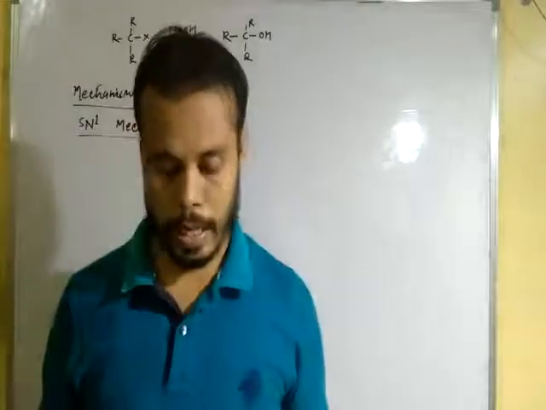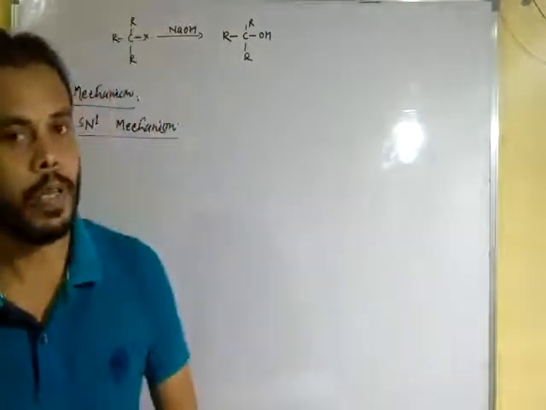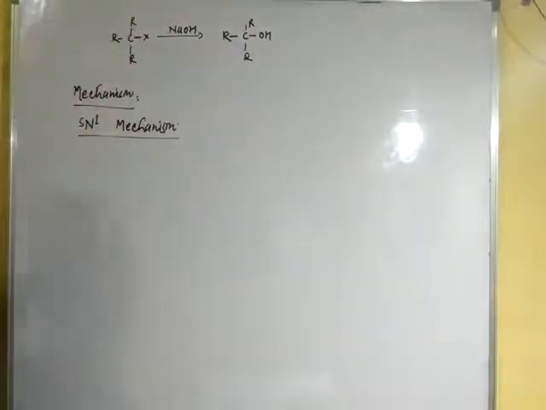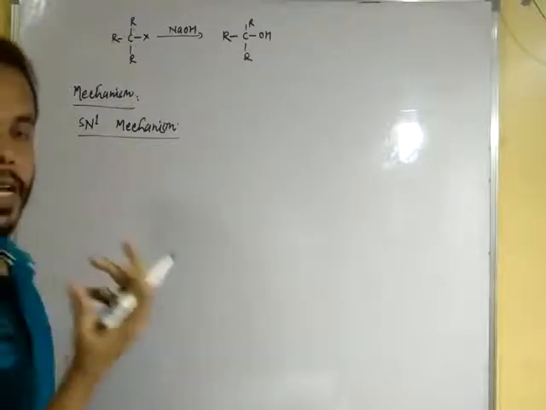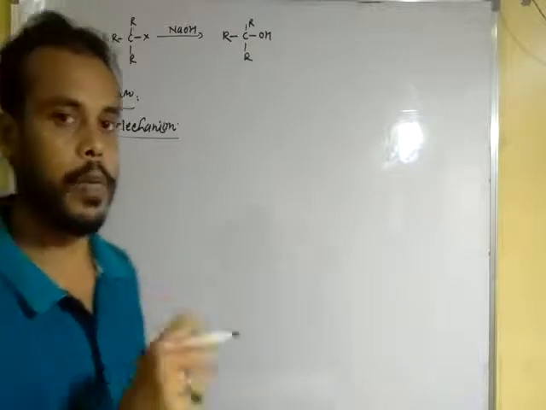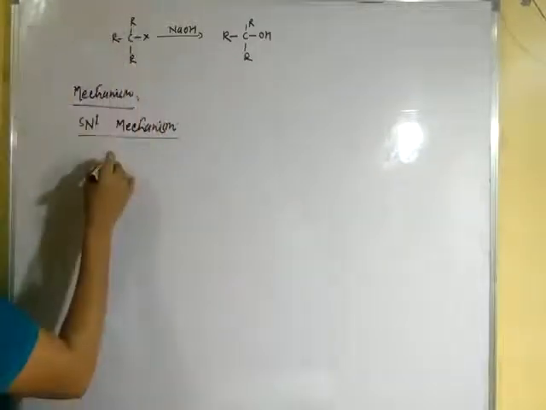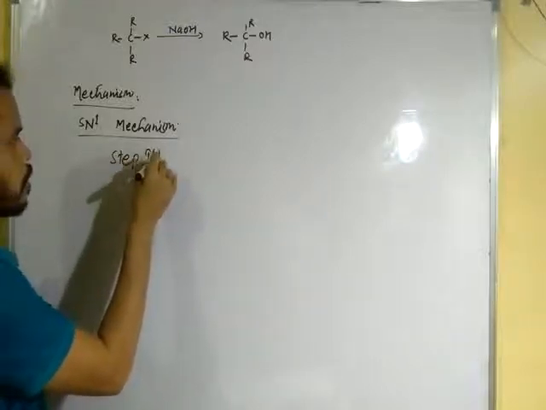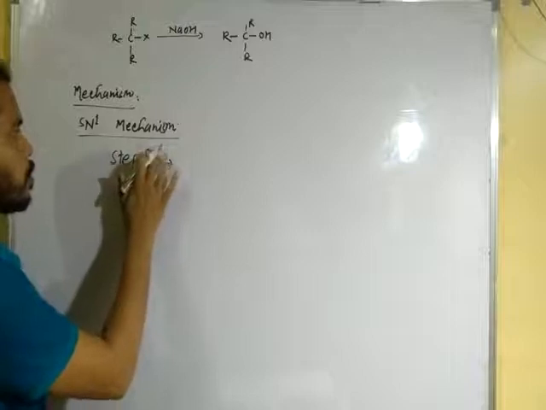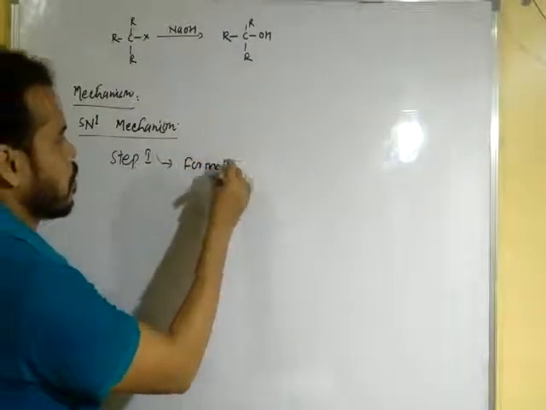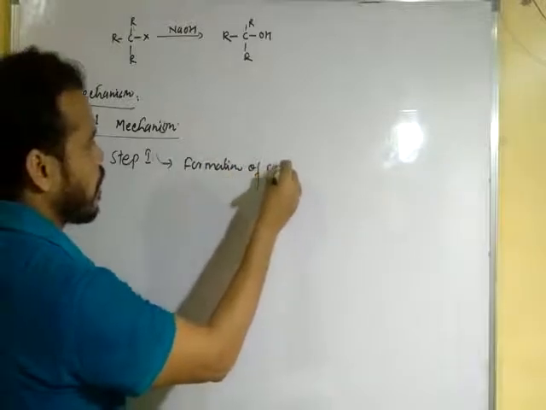What is a mechanism, dear student? The process by which any reaction is completed or happens is called the mechanism, the steps we can say. The SN1 mechanism happens in two steps. Step first, formation of carbocation.